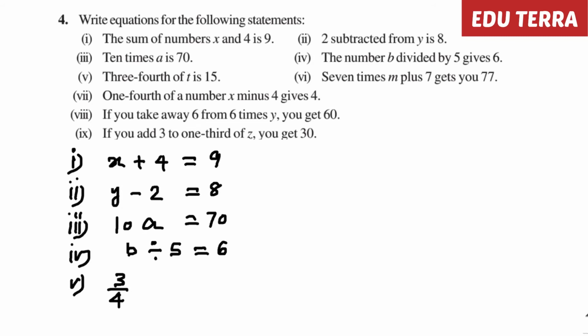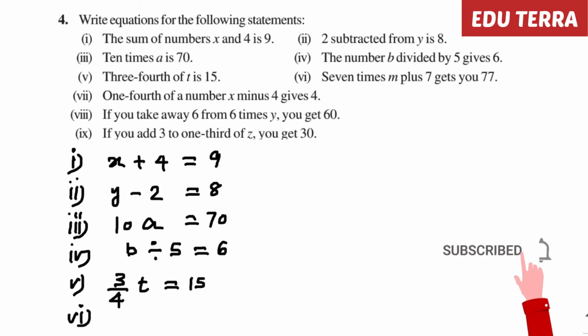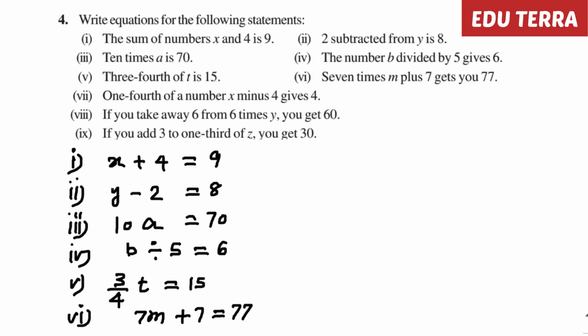3/4 of t. Of means multiply. So 3/4 t equals 15. 7 times m. Times means again multiply. So 7m, 7 times m, plus the sign of addition, 7, gets you 77. So equal to 77. 1/4 of a number x means 1 by 4 x, minus 4. Minus means subtract 4 gives 4, equal to 4.